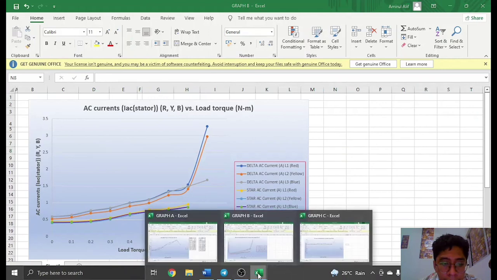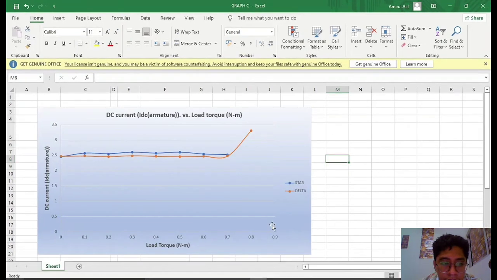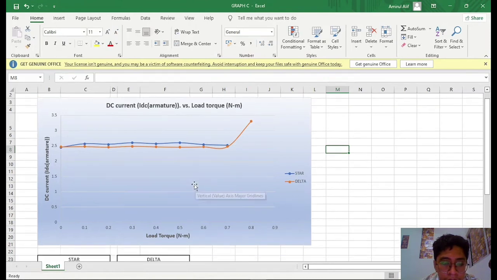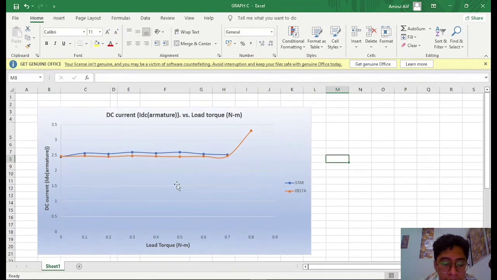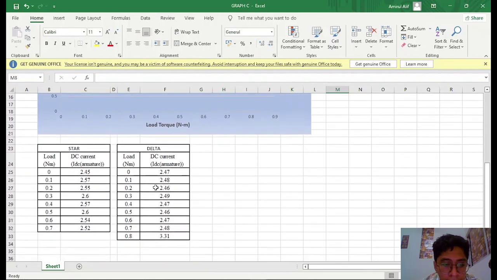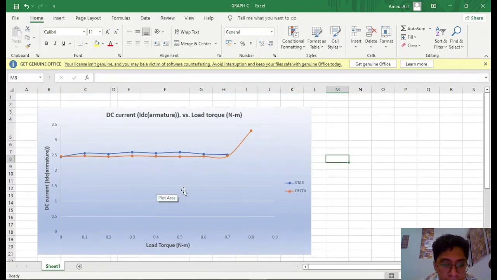Okay, finally, moving on to the last graph, which is the DC current versus the load torque graph. We can see from the graph that the star and delta are almost proportional to each other, because the range of the DC current is from around 2.5 to 2.6, and this again is the breakover torque here. And this is our data that we have used. Okay, that is all for my part.